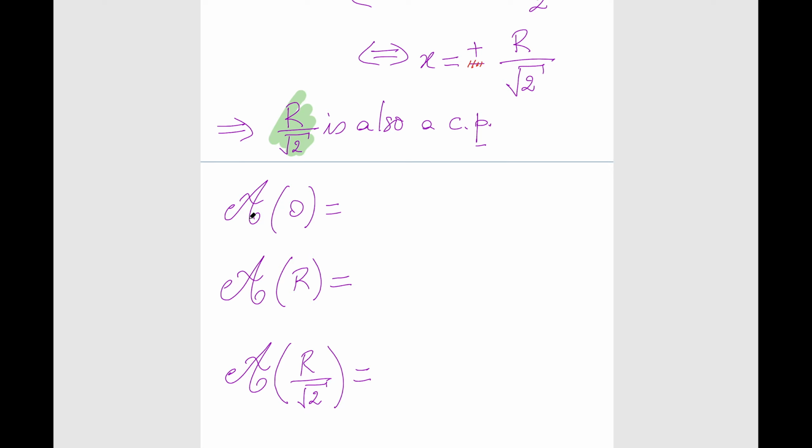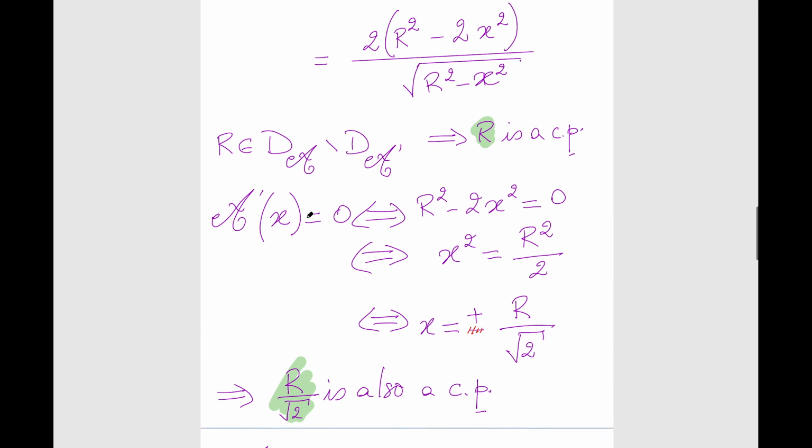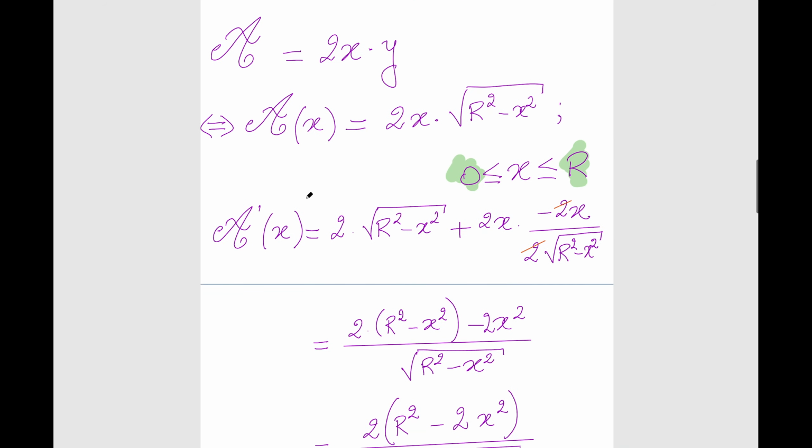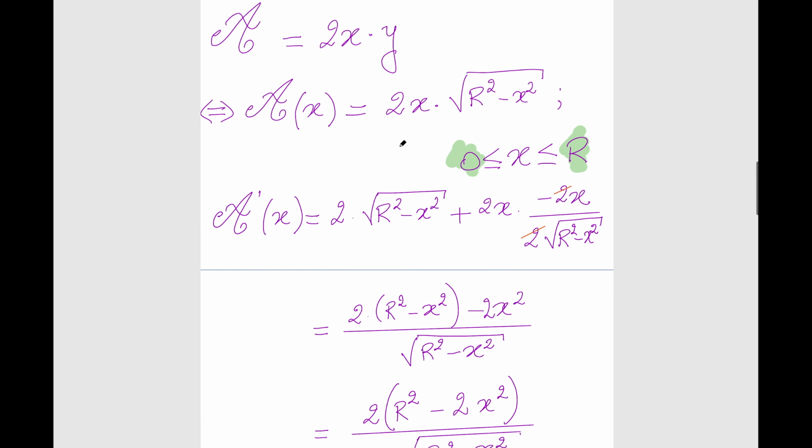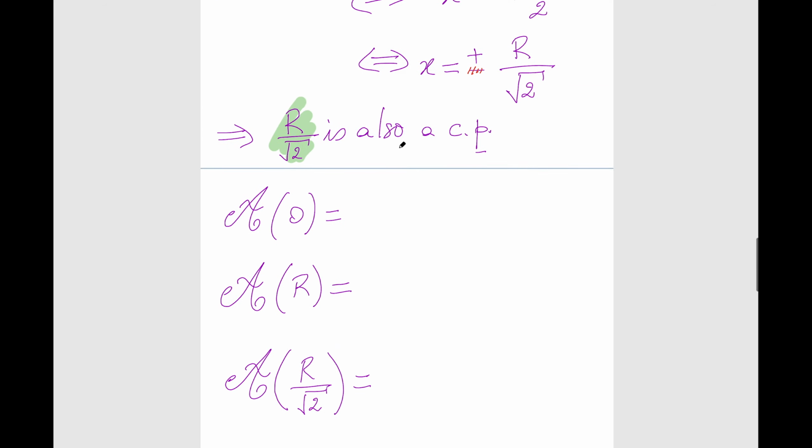All right, what's calligraphic A at 0? Calligraphic A at 0 is 0, right? 2 times 0 is 0 times a number, so 0. So this guy is 0. Same thing, if you evaluate A at r, also 0. The radicand is going to be 0 this time.